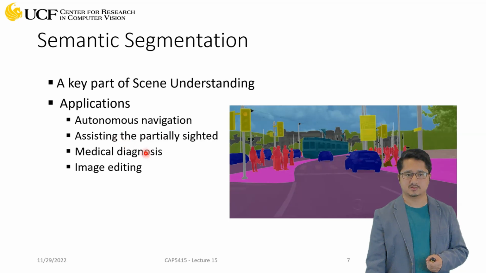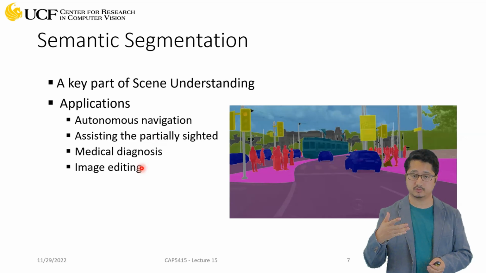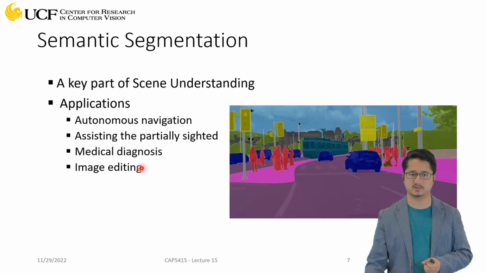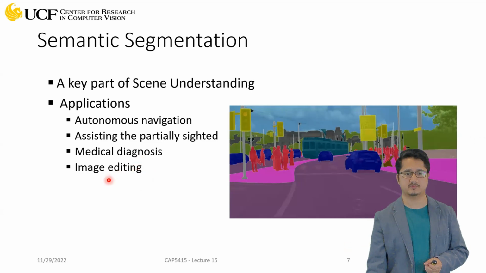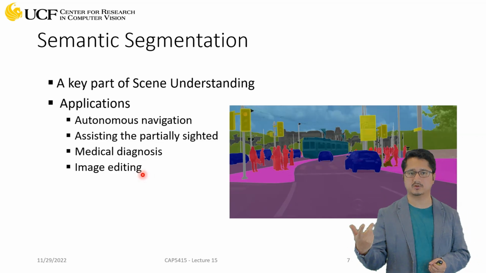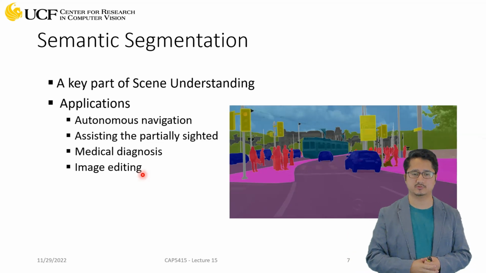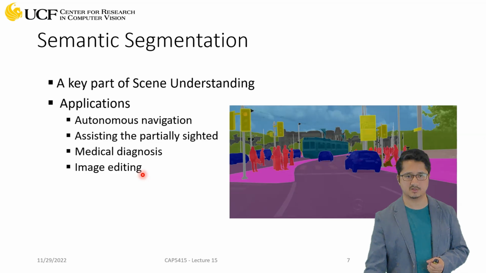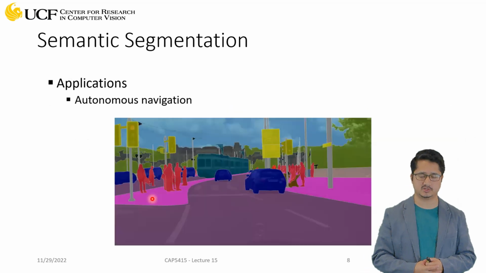There are many others, for example, medical diagnosis, where you have to get the fine boundary. If you're doing tumor detection, you need to know exactly where the tumor is present. And of course, it could be your fun projects as well, where you're doing some kind of image editing. If you want to carve out some of the objects that you don't want in your images, then you need those fine boundaries, and then you just remove those objects from your images. So a lot of different applications you can have in semantic segmentation.